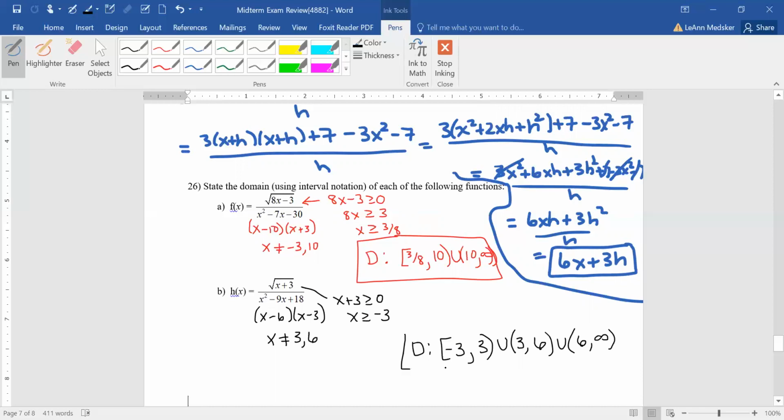So there's no sign chart involved here. You're just saying all of these values greater than or equal to negative 3 are acceptable except 3 and 6. And in this one we said all values greater than 3/8 are acceptable except 10, since 10 was also in that acceptable region, but it was a restriction from the denominator.